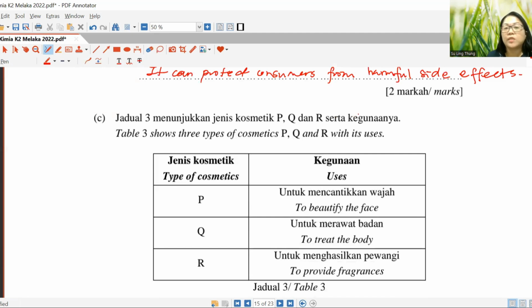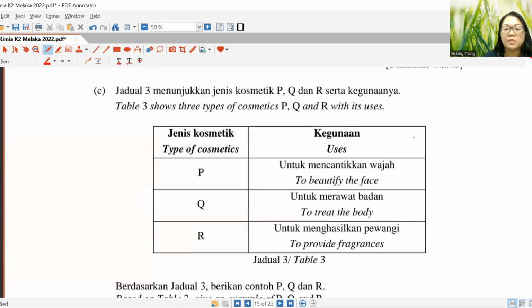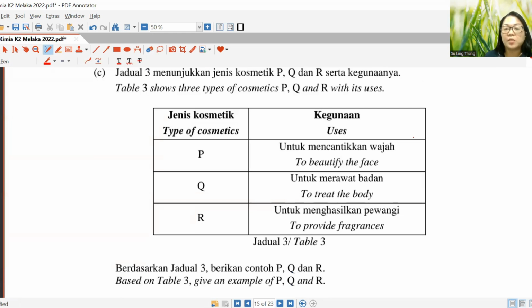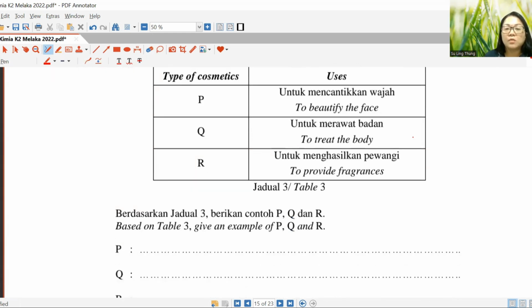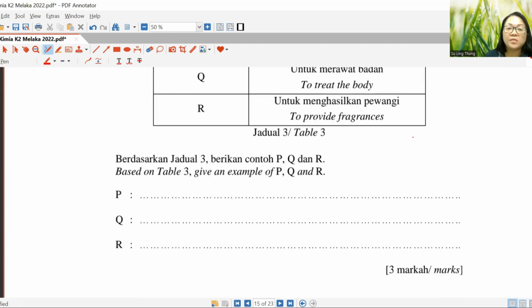Now, next, let's look at C. Table 3 shows 3 types of cosmetics, P, Q, and R with its uses. So P is to beautify the face, Q to treat the body, R to provide fragrances. Based on table 3, give an example of P, Q, and R. So P will be compact powder, lipstick. Okay, they are asking you to give an example, so not to worry. It can be lipstick, you can say actually eyeshadow, all these things. All right, there's no limitation to the answer.